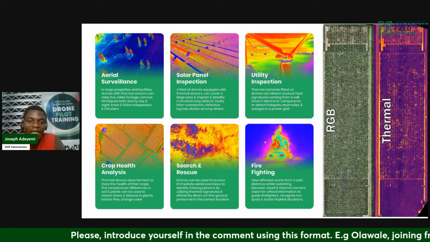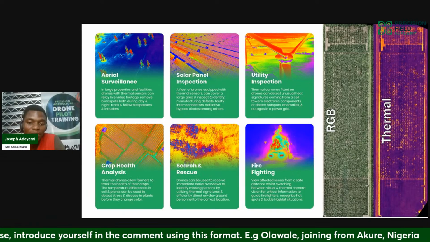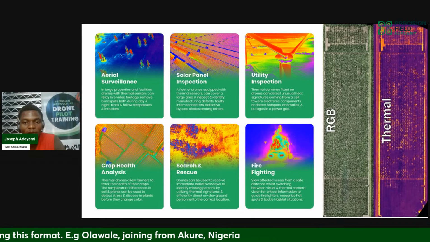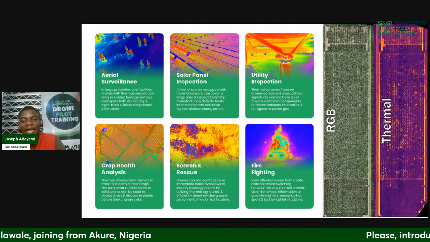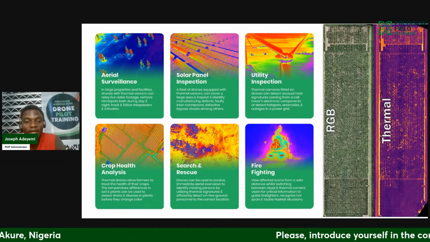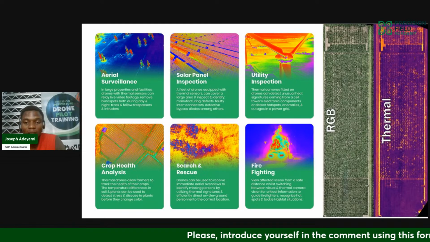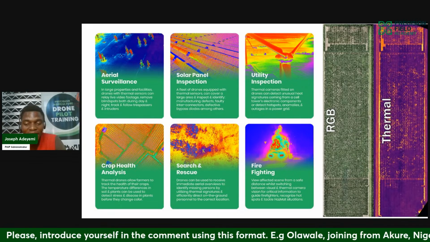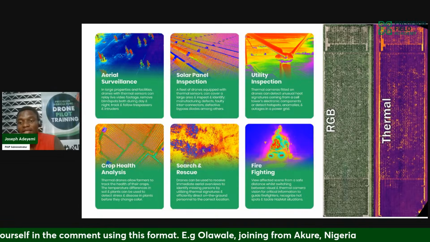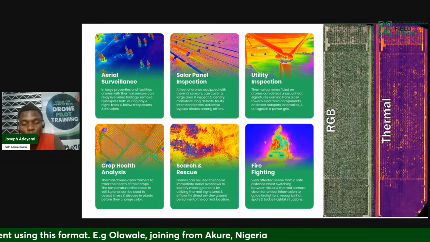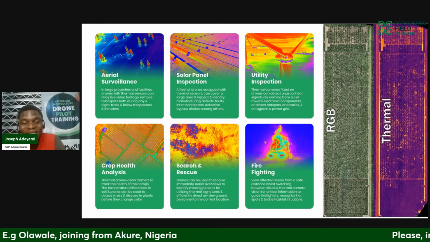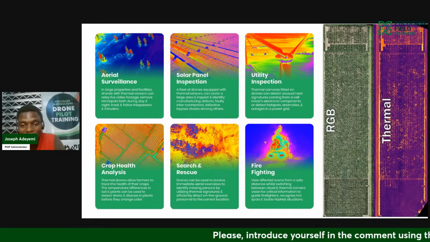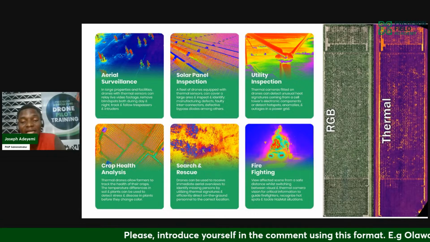And in agriculture, crop health analysis, soil health analysis, yes, thermal imaging drones can really help you to do that. Likewise, one profound thing is in search and rescue, maybe in the forest, a group of researchers has gone missing. So the very best kind of drone to help carry out this search and rescue operation is a thermal camera.